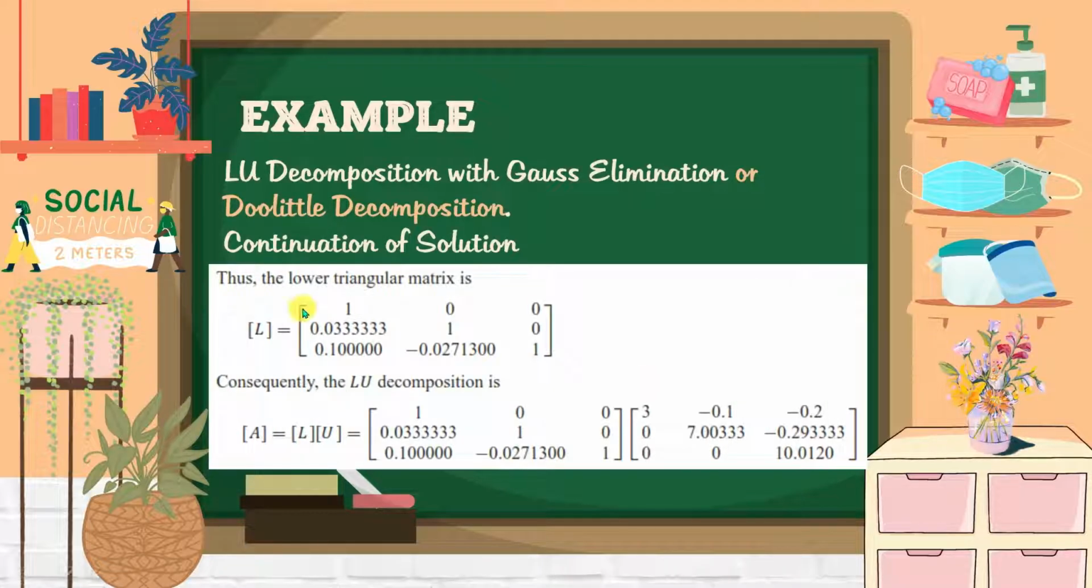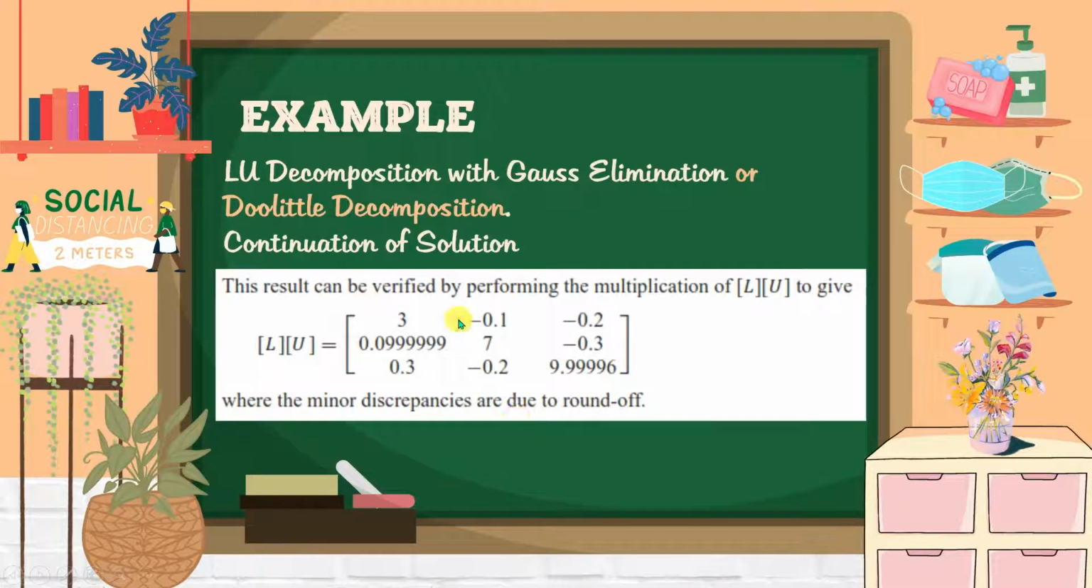So in continuation, using the factors, this is for our lower. Consequently, the LU decomposition will be represented in this particular representation. We have here the factors, so these are the two factors. And for the upper, we used the result of forward elimination. This result can be verified by performing the multiplication of LU to give the value of LU. So 3, 0.099, and so on and so forth, where the minor discrepancies are due to round off. That's why I tell everyone to avoid rounding off or chopping off numbers. Please use the original resulting value as much as possible.